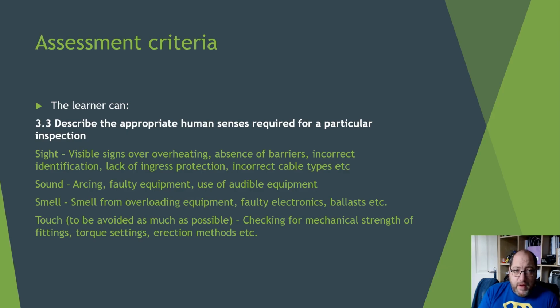Sight, sound, smell, understand when you can use them, what kind of inspection defect you can find with them. So what have we got here? Sight, lack of ingress protection, incorrect cable types, absence of barriers, incorrect identification. Sound, arcing, faulty equipment, use of audible equipment, such as your socket indicators and things. Smell for overloading equipment, faulty electronics, ballasts. This isn't exhaustive. There's a lot that you can put in here. And then touch, yeah.